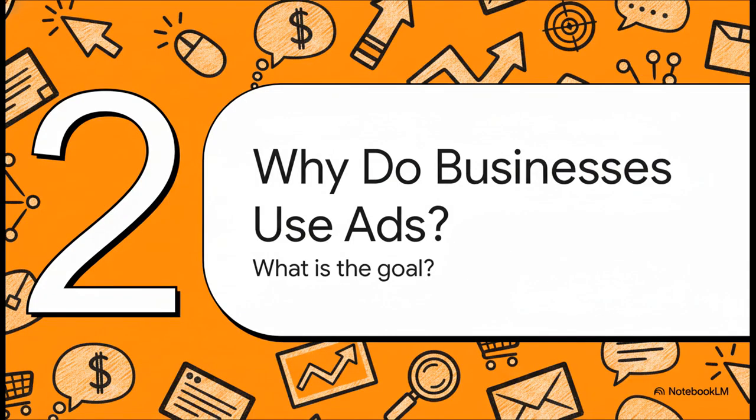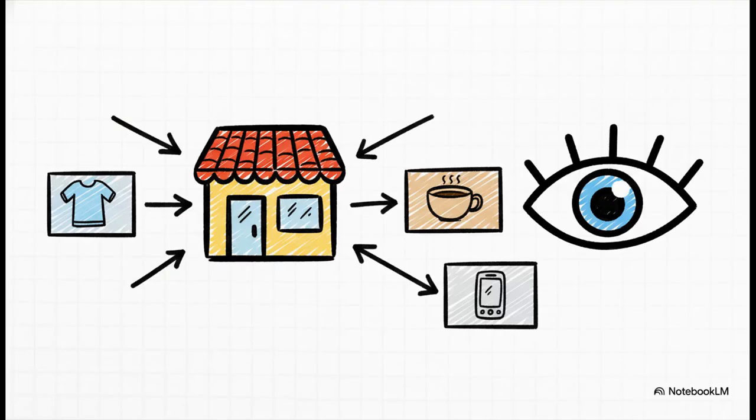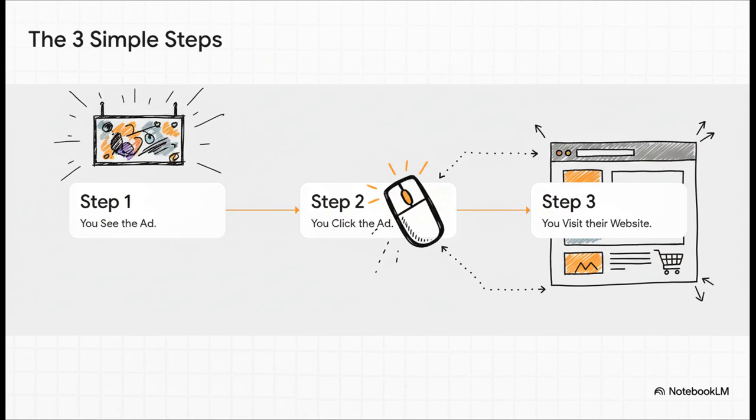Okay, so we know what they are now, but why are they there? What's the end game for all these businesses? Well, the reason is actually pretty straightforward. Businesses want you to see their stuff. Whether it's the latest gadget or a new type of snack, they need to get their products in front of people, lots and lots of people. And that includes you. And the way they hope it'll all work out is this classic three-step journey.